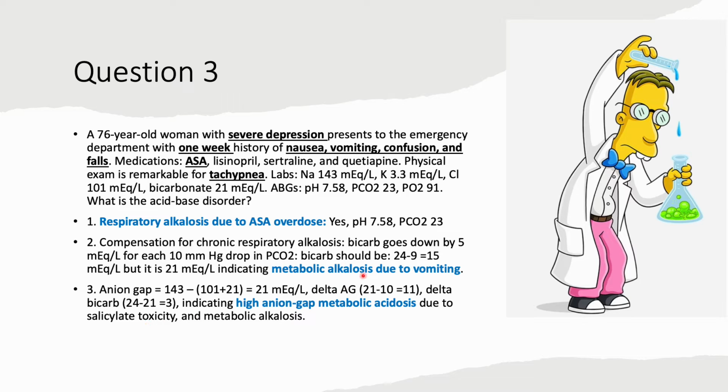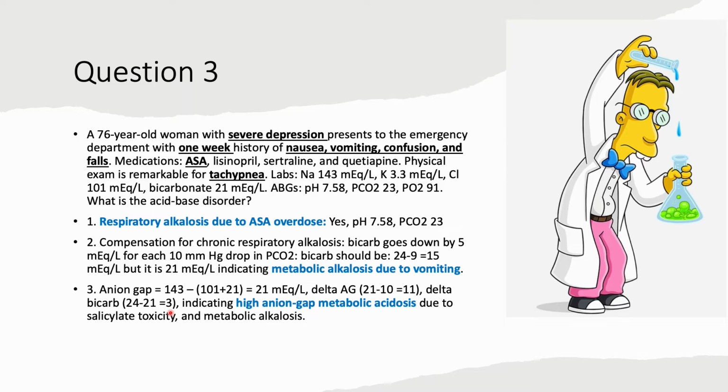Okay, here we have another clue for the presence of metabolic alkalosis, and it is the delta-delta. You can see here that the delta anion gap, the anion gap, increased by 11. A normal anion gap of 10, we have here 21, so 21 minus 10 is 11. But the bicarb only went down by 3. So the change in bicarb is far less than the change in anion gap, and this is because the bicarb is up from metabolic alkalosis. Again, another clue for metabolic alkalosis.